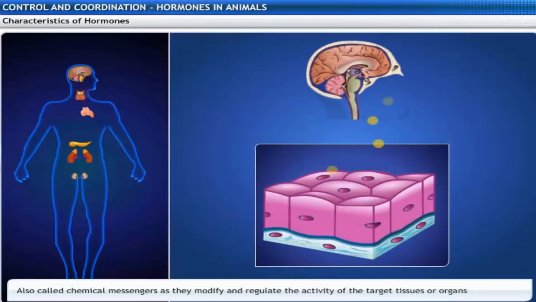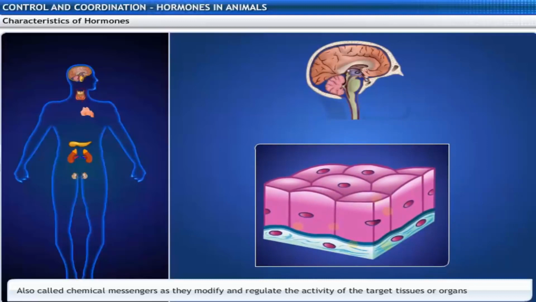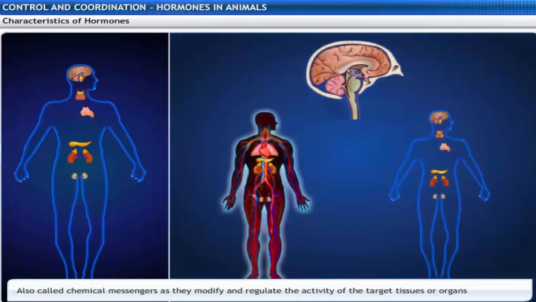They bring about their characteristic effect on target cells by modifying cellular activities. They act as chemical messengers between the nervous system and body organs.